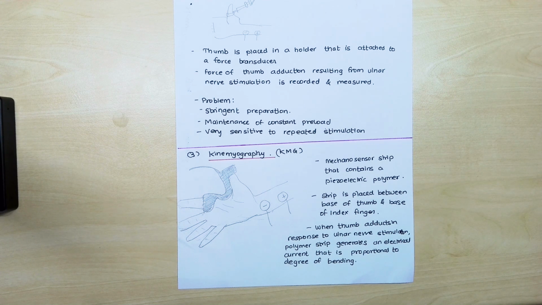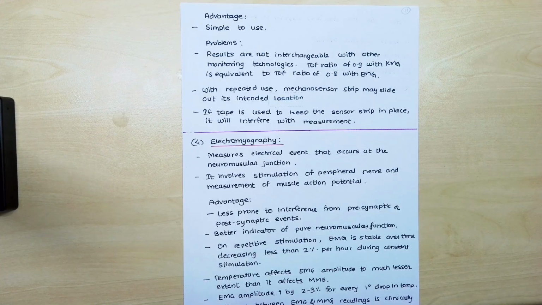Kinemyography, KMG. The mechanosensor strip that contains a piezoelectric polymer is placed between the base of the thumb and the base of the index finger. When the thumb adducts in response to ulnar nerve stimulation, the polymer strip generates an electrical current that is proportional to the degree of bending. The advantage of KMG is that it is simple to use.